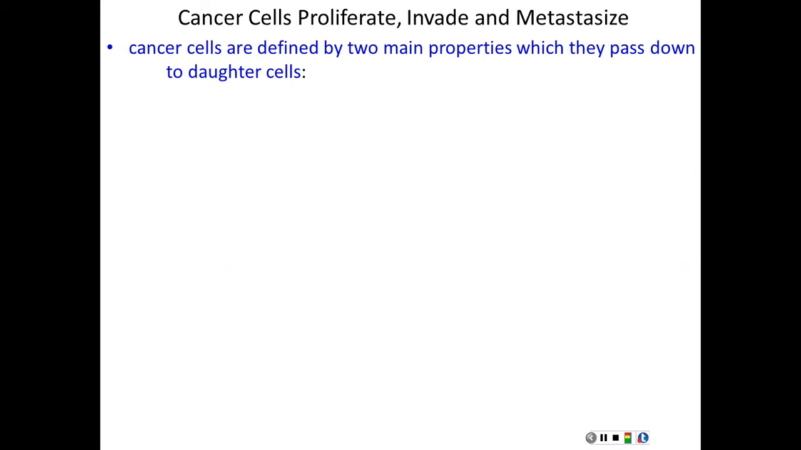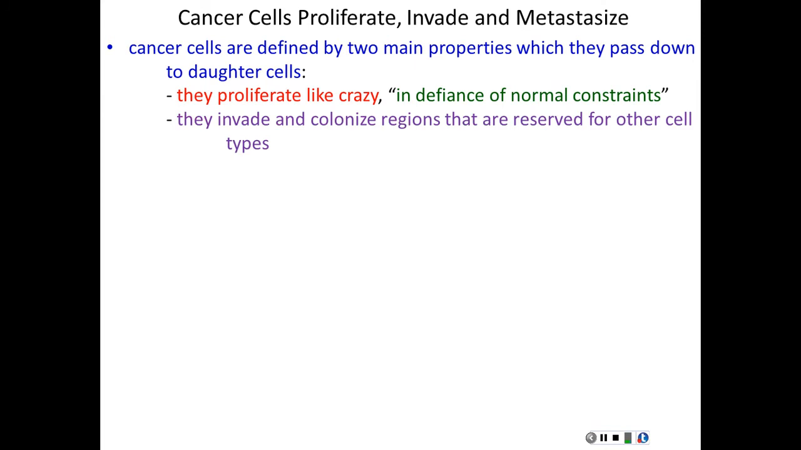Cancer cells are defined by 2 main properties, which they pass down to their daughter cells. They proliferate like crazy. There's no human cell that divides more rapidly than a cancer cell, with the exception of embryonic cells during development. And they do this in defiance of normal constraints. Most cells, when they start growing or dividing, will respond to cellular signals, and cellular signals can shut down the cell cycle, cause those cells to enter G0. Cancer cells do not listen to those signals.